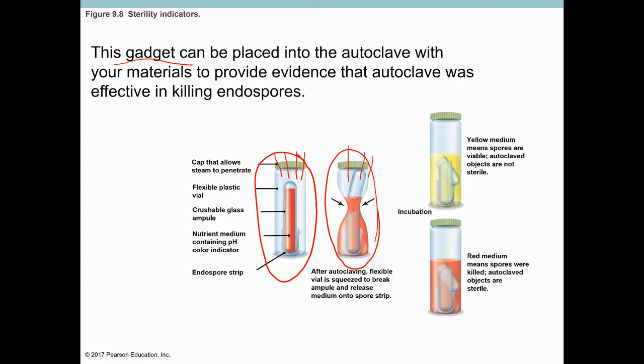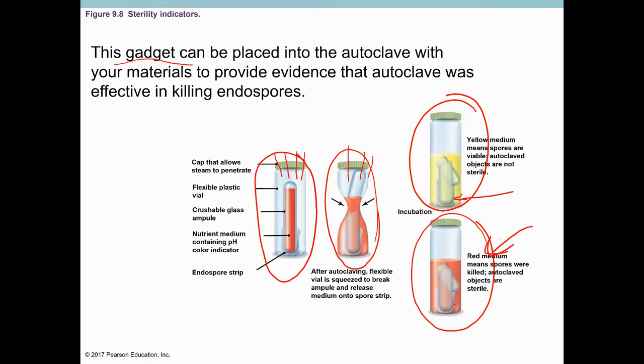And what happens is there's a color indicator, and if they pull everything out of the autoclave and this little gadget is red, it means the spores were killed. If the indicator turns yellow, it means that the autoclave did not reach enough heat or pressure to kill the spores that were in this little gadget. So it just gives you an indicator, and it gives you kind of an assurance that the autoclave is doing what you hope it's doing, which is sterilizing and killing endospores.